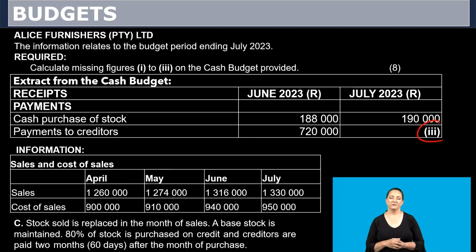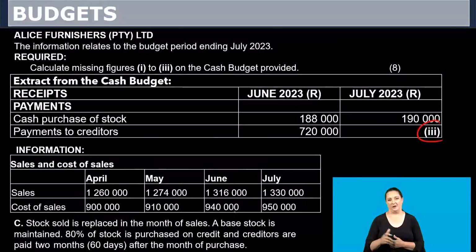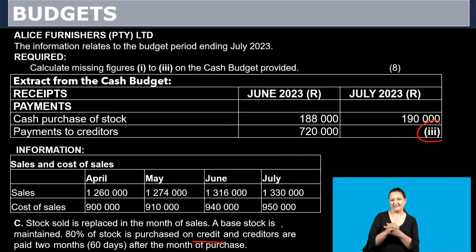We are told stock sold is replaced in the month of sale. So the examiner can say the business maintains a fixed stock base. It means one and the same thing. Whatever we sell is what we buy. So we look at our cost of sales to ascertain the amount of stock that we're going to buy. And then we're told 80% of stock is purchased on credit, and creditors are paid 2 months, that is 60 days after the month of purchase.